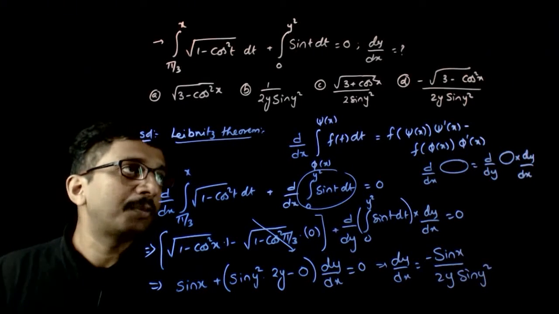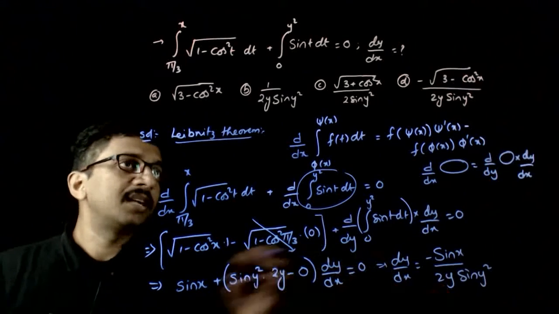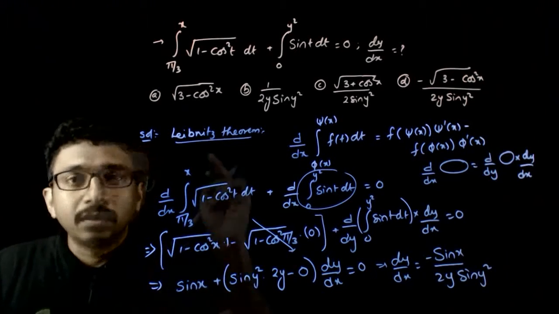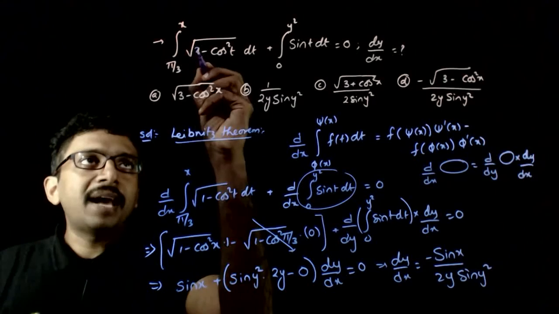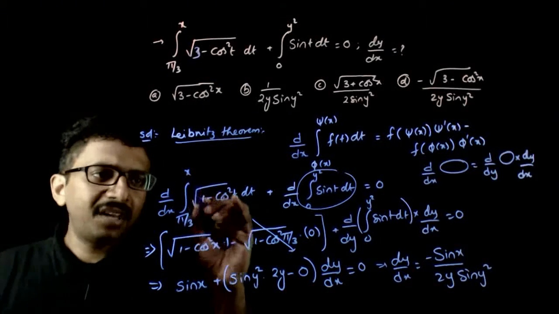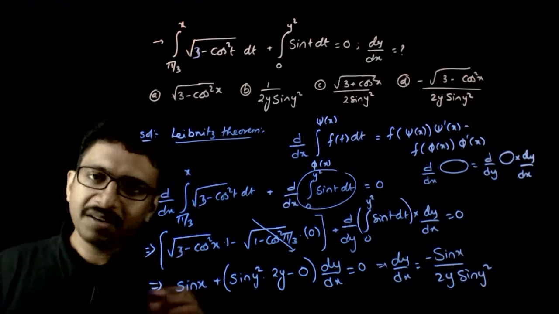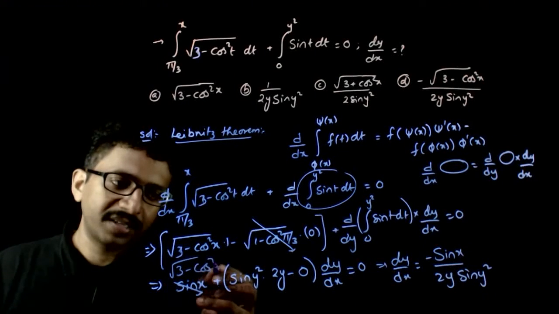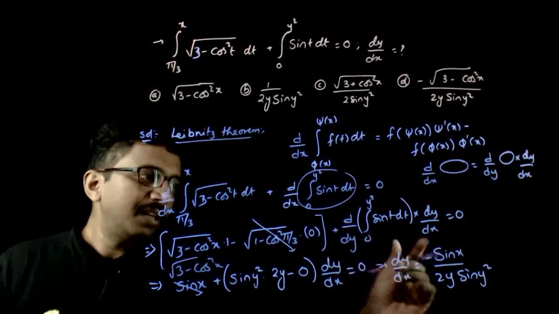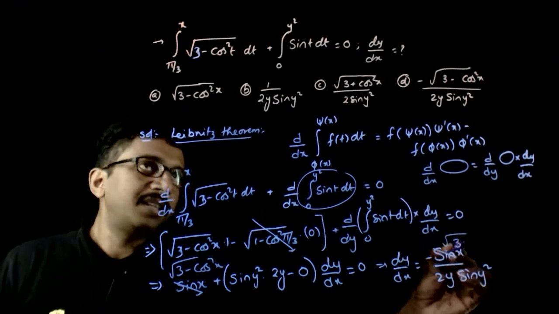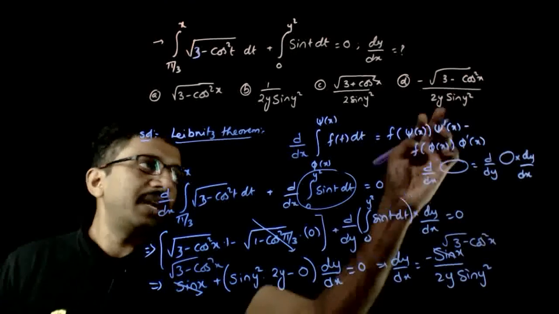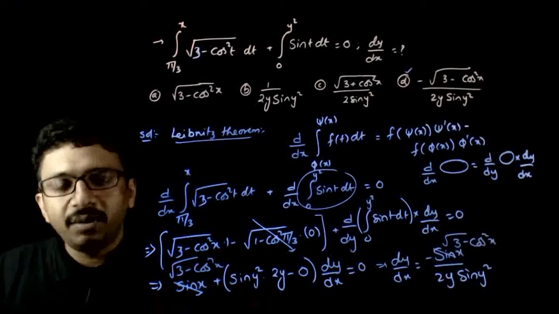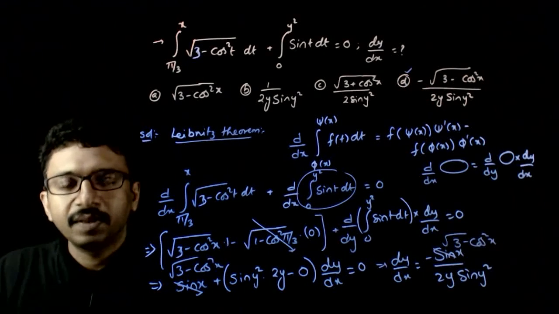So let us check the options. If you have anything like this, that will be the answer. Sorry, I have got the question wrong. Here you have 3 in the question. So if you have 3, you have 3 here, you have 3 here. So this does not become sin x. So you have 3 minus cos square x here. So the answer will be minus root of 3 minus cos square x by 2y sin y square. Option D will be the right answer to this question. Thank you.